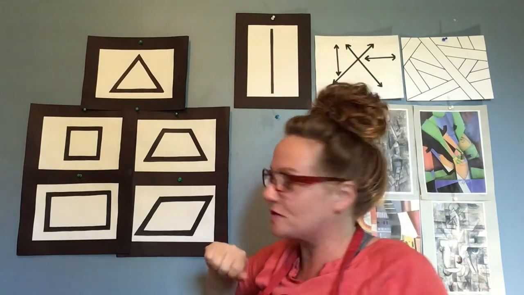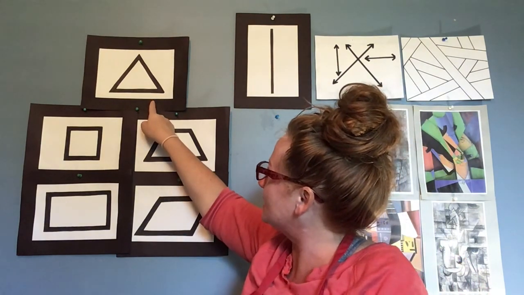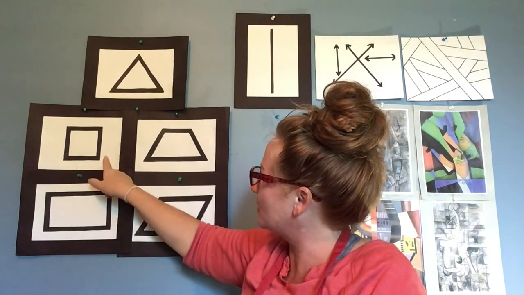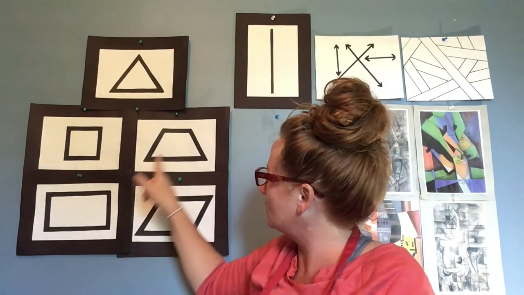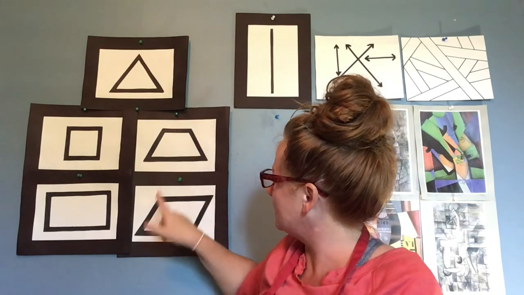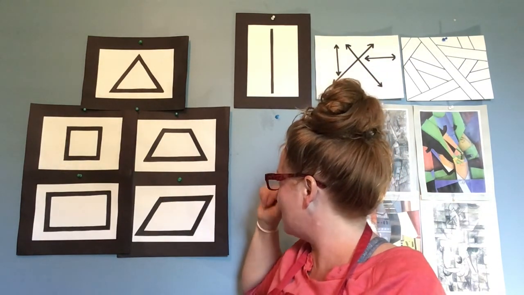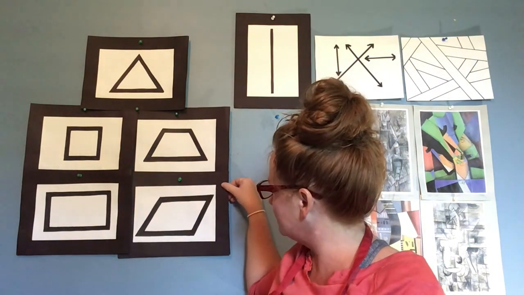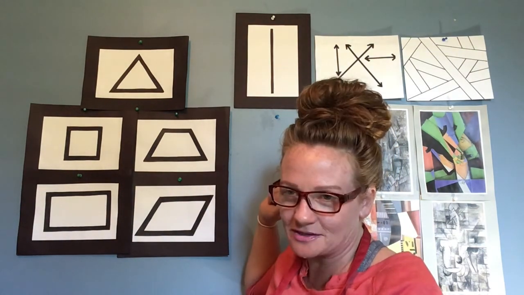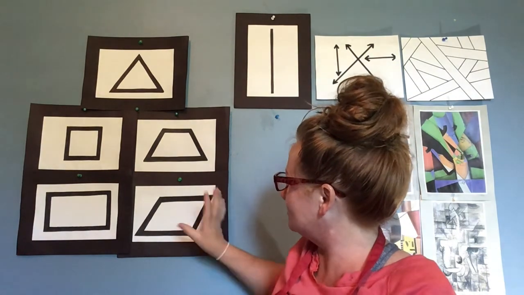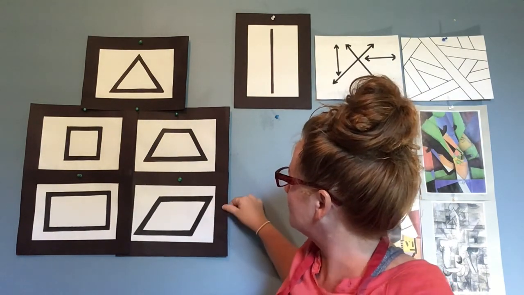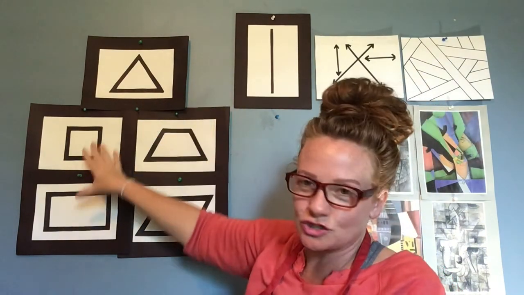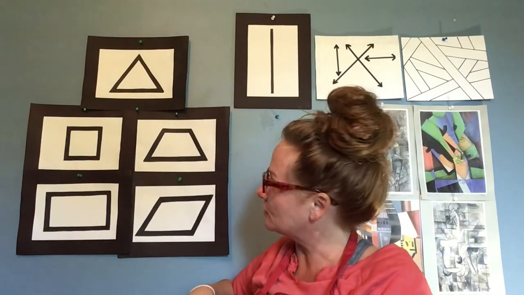So let's go over them really quick. This is, you can say it with me, a triangle, a square, a rectangle, a trapezoid, and a rhombus. Now, a rhombus can also be called a diamond. It's pretty much the same thing. This is just a fancy word for diamond, and you could turn it any way you want. So, now you already know that all of these shapes are made with straight lines, okay?